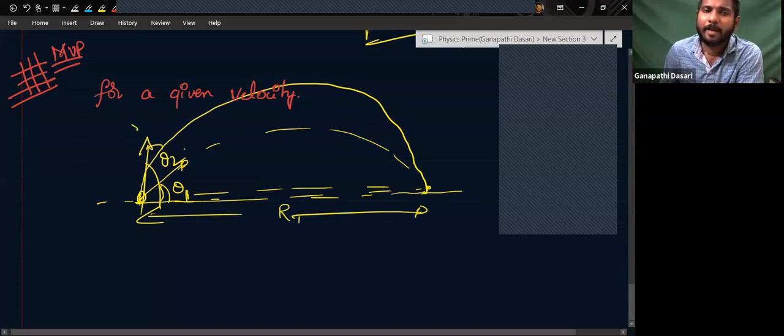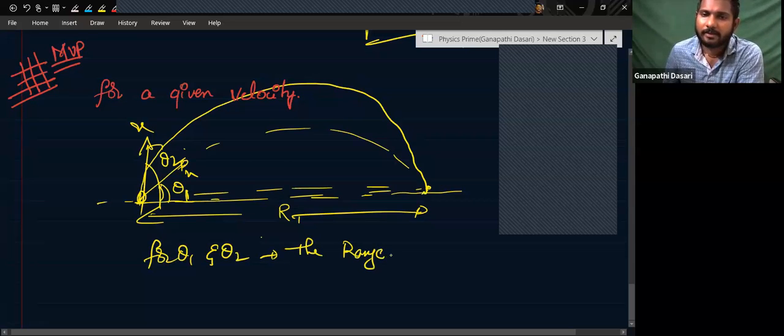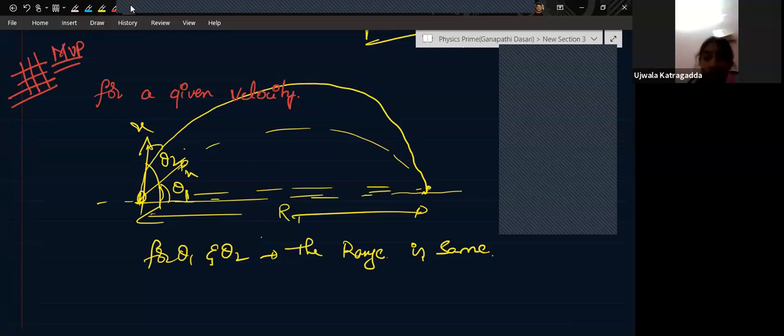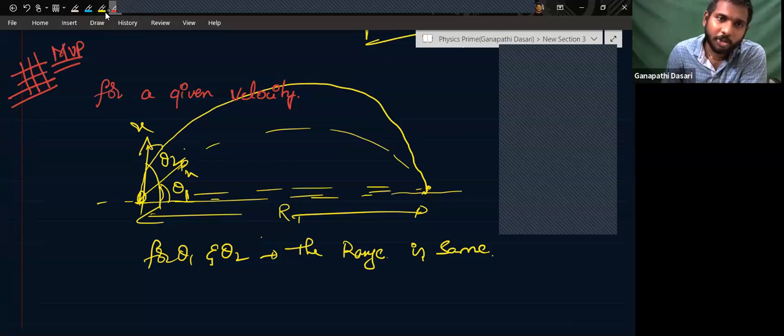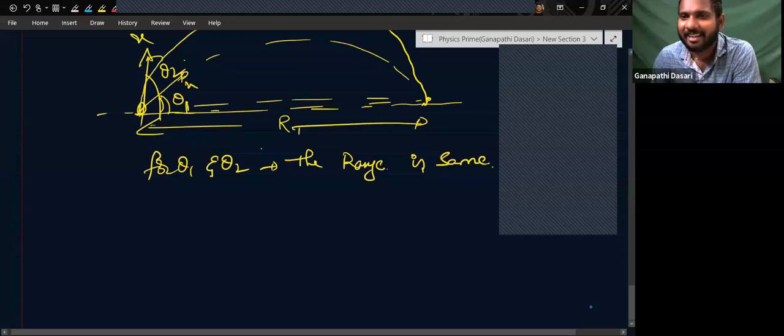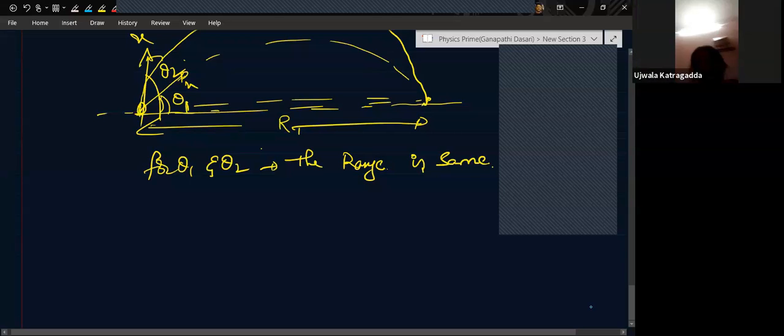For both the angles, speeds are same, and range is same even if the angles are different. For theta 1 and theta 2, the range is same. What is the relation between theta 1 and theta 2? Do you know, Ujjwala? No, sir. Arun, do you know this? No, sir. Should I derive and give the result, or give the result and derive it later? Give the result and derive it later, sir.